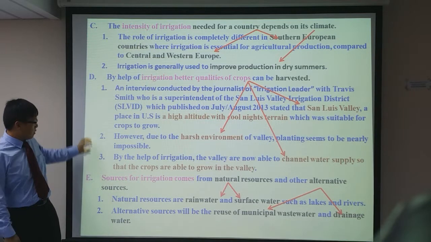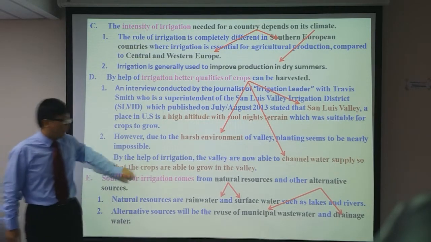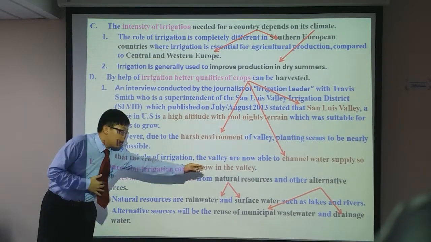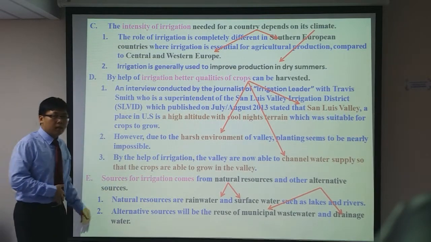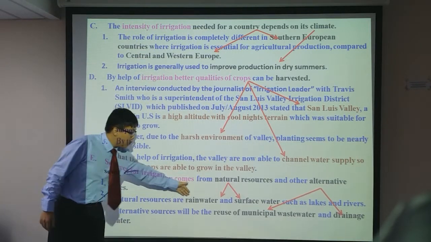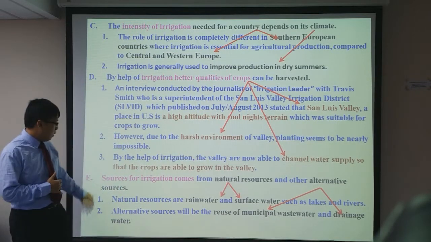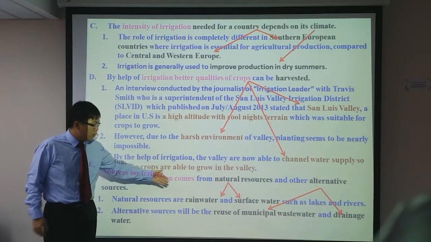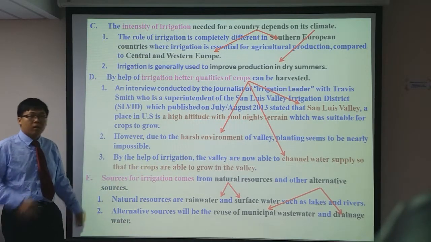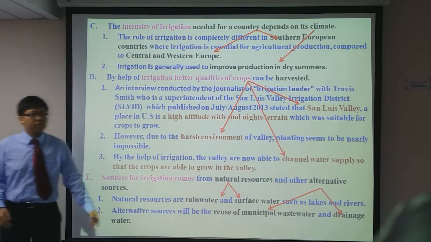We come to the last subpoint for the first main point. We are talking about the sources for irrigation, which will be natural resources and alternative sources. For example, natural resources include rainwater and surface water such as lakes and rivers, while the alternative sources will be the reuse of municipal wastewater and drainage water. We are going to main point 2, and I pass to Tombewa.